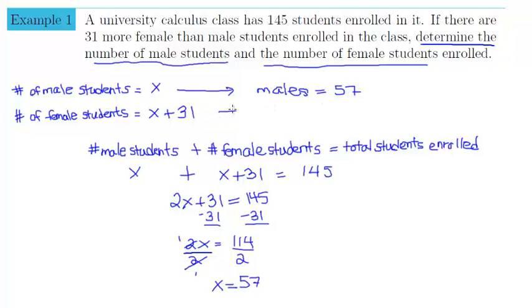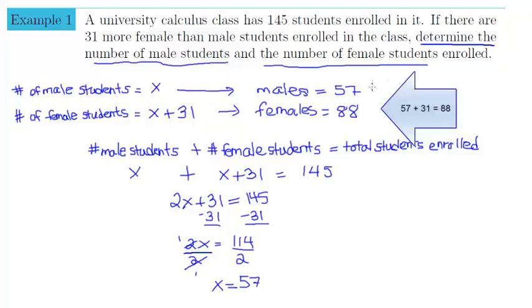And the females, remember the females are 31 more. So if you add 31 to 57, you'll get the total number of females, and I'll do that quickly in my head. You guys can write it out. The total number of females is 88, which again, you get by taking 57 plus 31, because there's 31 more females than males. So our final answer is 57 males, 88 females, added up, and it should give you a total of 145 in the class.